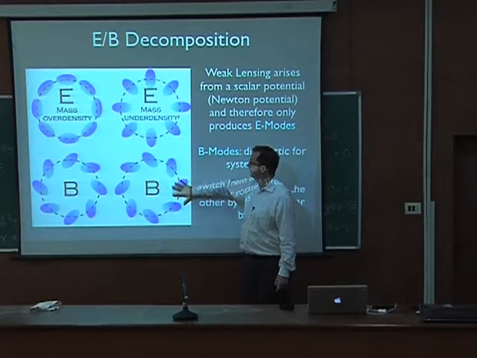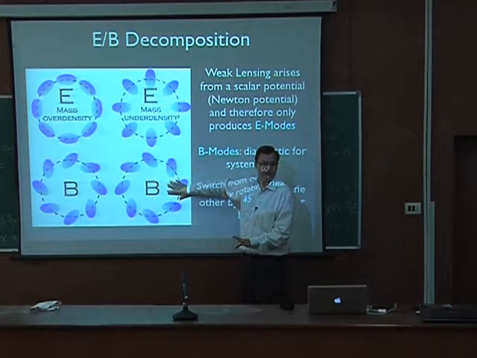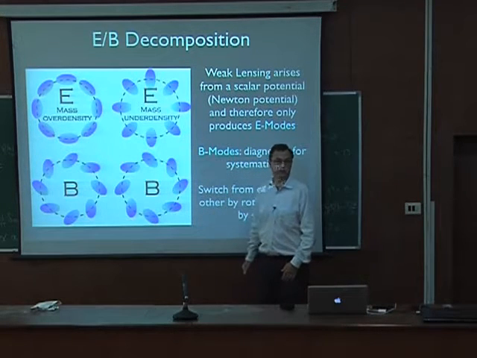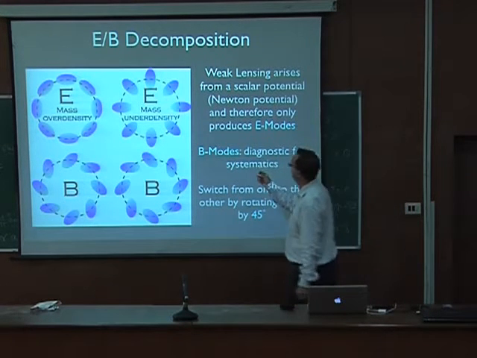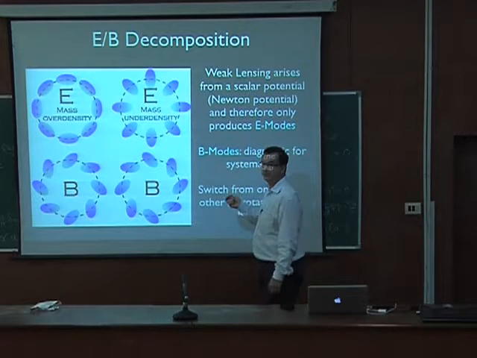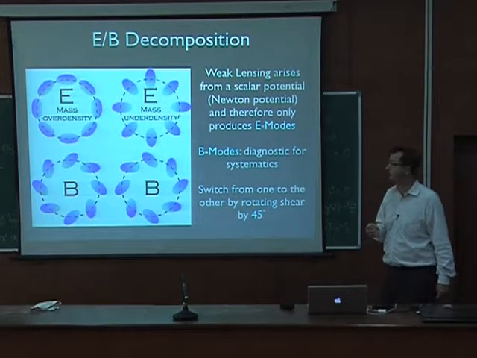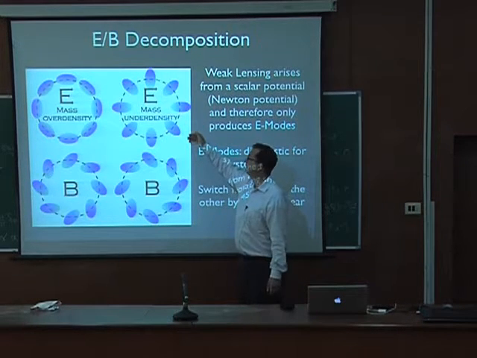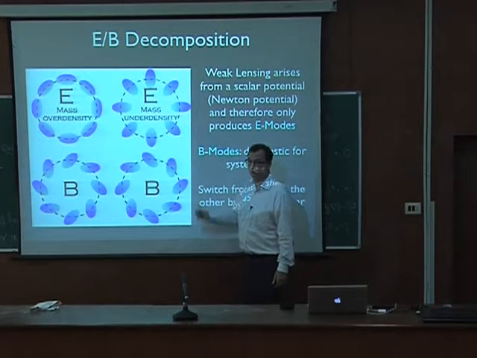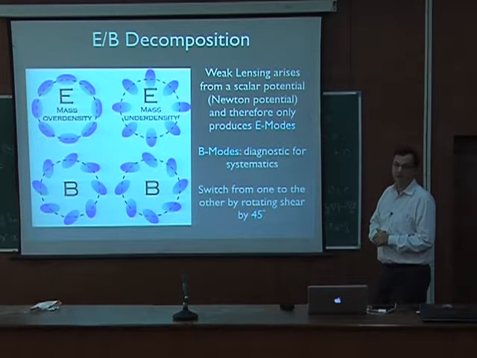In general, there's no reason why systematic effects would not produce B modes, right? This is a very special property of lensing. And in fact, it can be traced to the fact that weak lensing arises from a scalar field, which is the scalar potential, the gravitational potential. So the fact that it only excites E modes can be traced to that fundamental fact about lensing. So you see, it's very special. And so the E and B mode decomposition is a very interesting and powerful test of systematics. And I'll be coming back to that later.